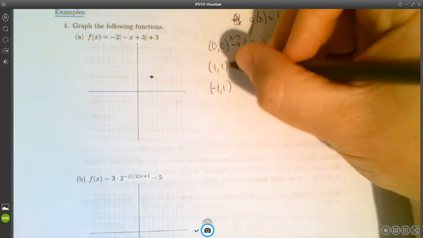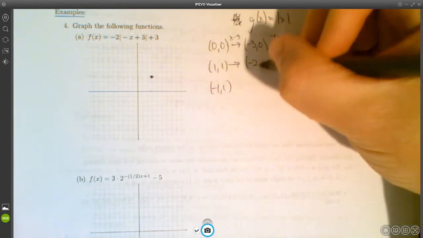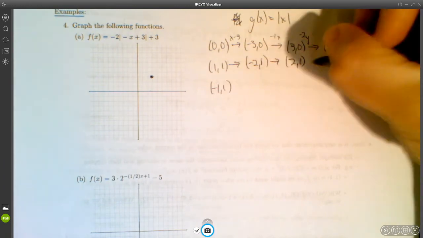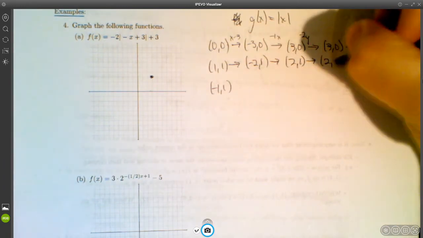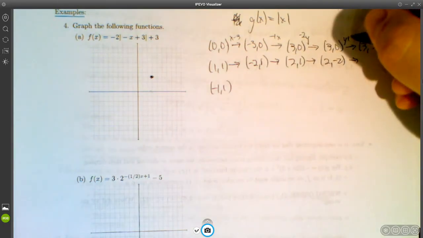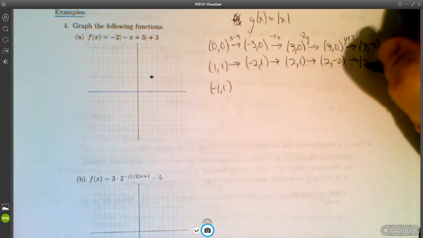1, 1. Subtract 3. Multiply by -1. Multiply by -2. Oh, and then what did I do? I added 3. So plus 3, you end up at 2, 1.